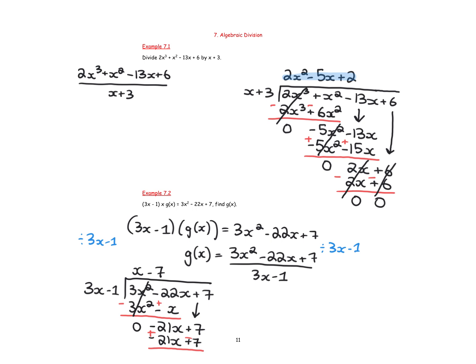We have minus 21x plus 21x will give us 0. And plus 7 minus 7 will also give us 0. As we've got 0 at the end, we can see that 3x minus 1 will give us x minus 7 when it's divided into 3x squared minus 22x plus 7.